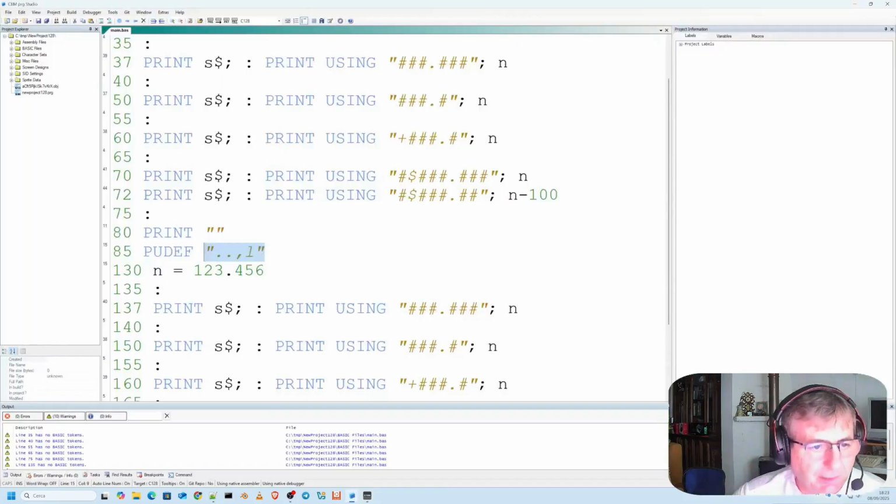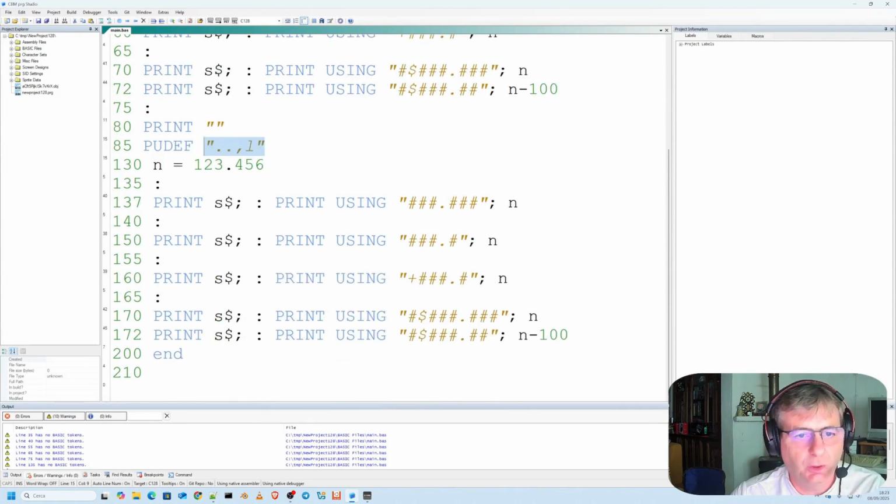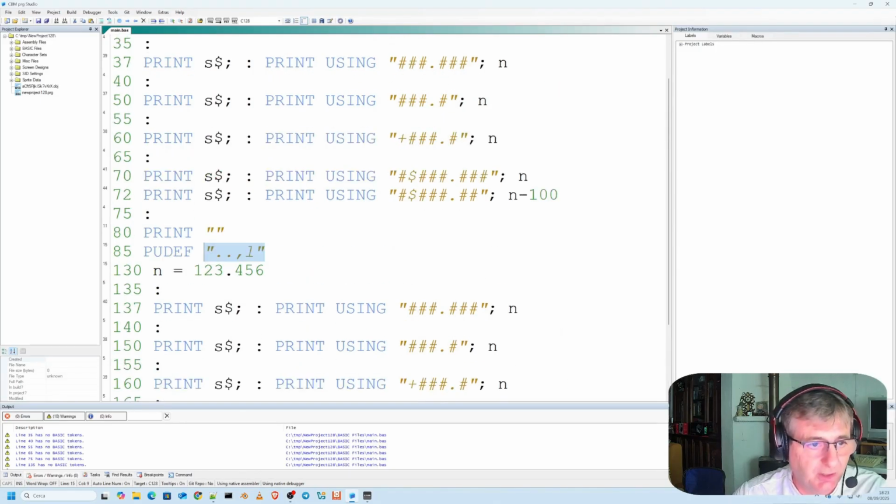Let's go back to the basic program. But in fact, nothing has changed. Where are the two screens? It's still 1, 2, 3, 4, 5, 6, 1, 2, 3, 4, 5, 6. The formatting with using hasn't changed at all, but what has changed is the putf.